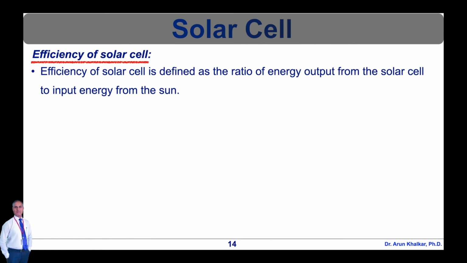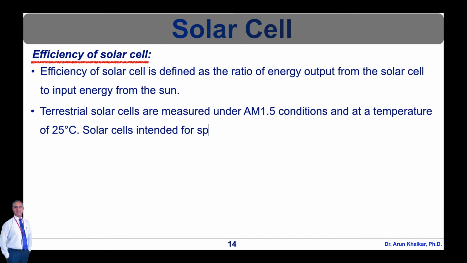In addition to reflecting the performance of the solar cell itself, the efficiency depends on the spectrum and the intensity of the incident sunlight and the temperature of the solar cell. Therefore, the conditions under which efficiency is measured must be carefully controlled in order to compare the performance of one device to another. Terrestrial solar cells are measured under air mass 1.5 conditions at a temperature of 25 degrees Celsius. Solar cells intended for space use are measured under air mass 0 conditions. So what is air mass 1.5 and air mass 0, we will discuss later on.